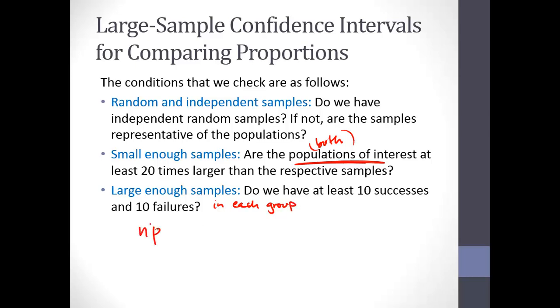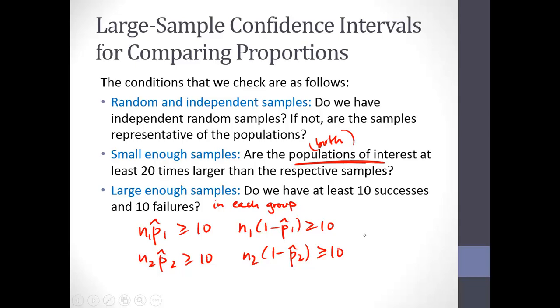Which means that we want n1 times p hat 1 to be at least 10, and n1 times 1 minus p hat 1 to be at least 10. Same for the second group. So that's our large enough condition for this difference in proportions. Again, the first row, n1 times p hat 1, is the number of successes we have in that first group. n1 times 1 minus p hat 1 is the number of failures in that first group. Same for the second group.